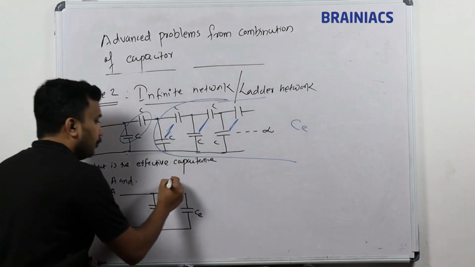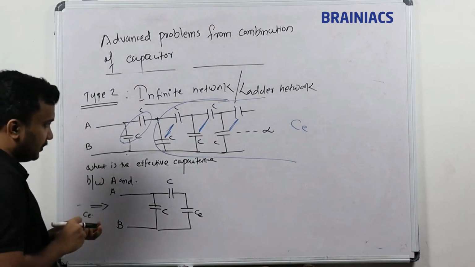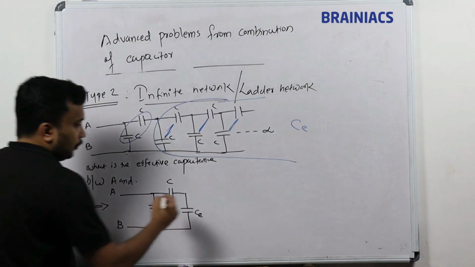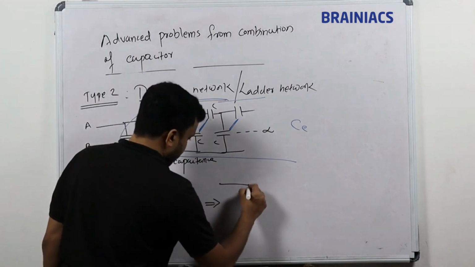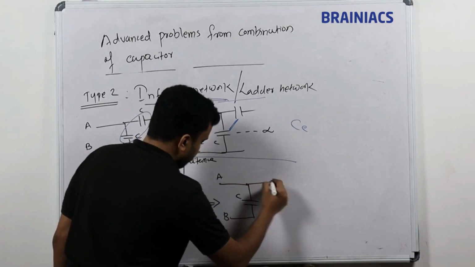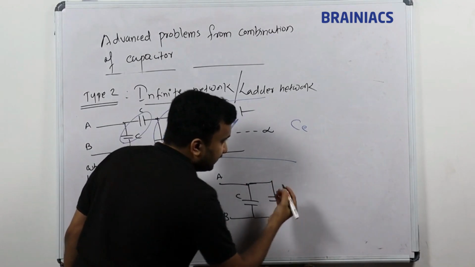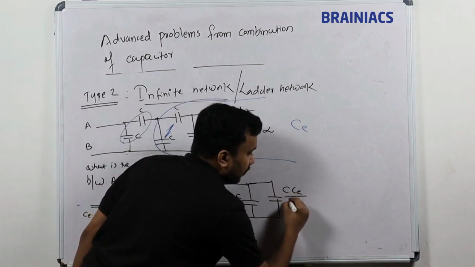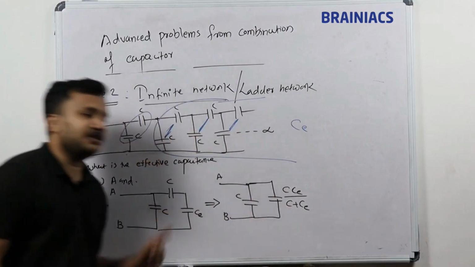Now we have to solve this one. If you look into this diagram, these two are in what connection? Series connection. So we have the points A and B, and C, and these two are in series connection. Series connection means we get C1 C2 divided by C1 plus C2, which means C into C equivalent divided by C plus C equivalent. These two are in what connection?